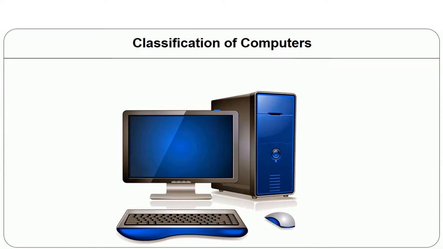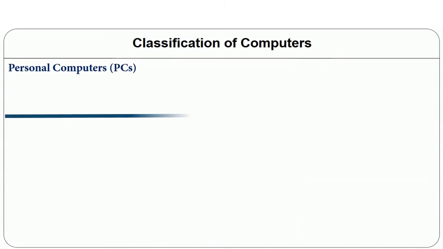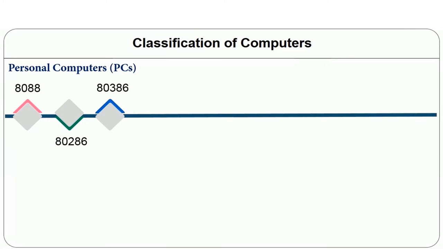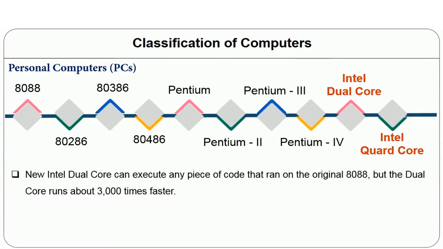Personal computers. The most popular PCs are desktop machines. Early PCs had Intel 8088 microprocessors as their CPU. The PC market moved from 8088, 80286, 80386, 80486, Pentium, Pentium 2, 3, 4, and now to Intel dual core and quad core. The new Intel dual core can execute any piece of code that ran on the original 8088, but the dual core runs about 3000 times faster. Currently, PCs are equipped with dual core, which is a 64-bit processor with 64-bit data path and processing speed of 3.0 gigahertz.